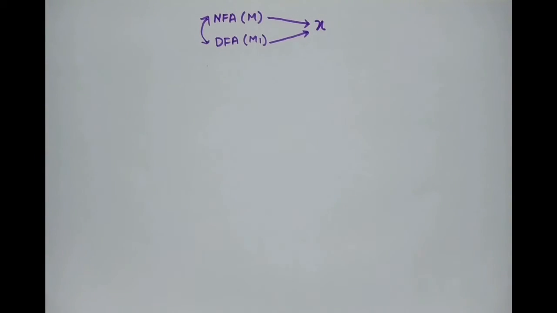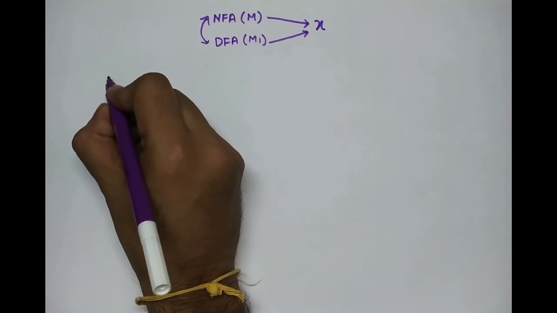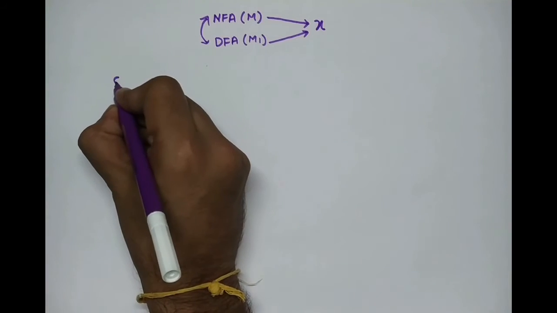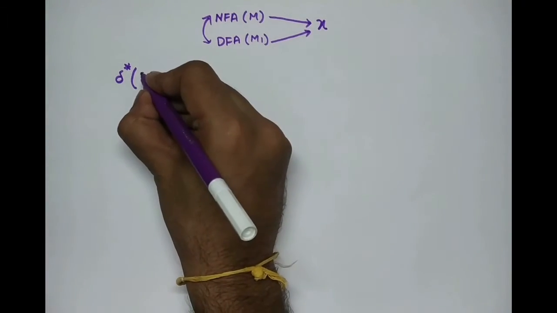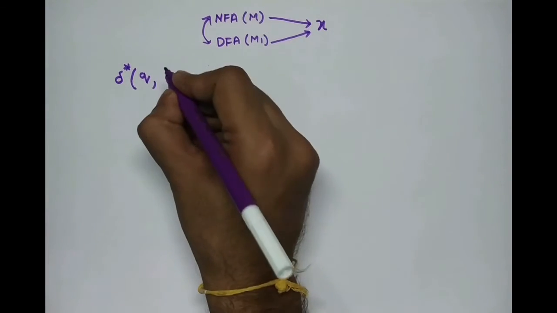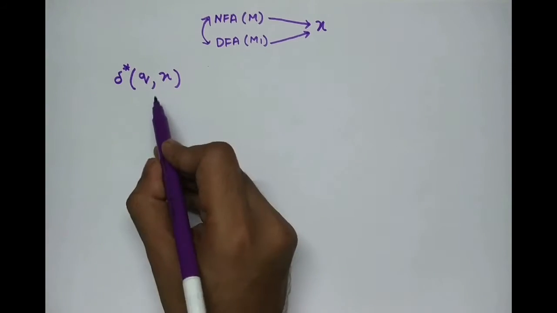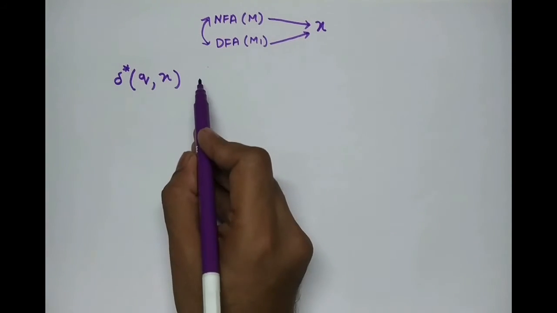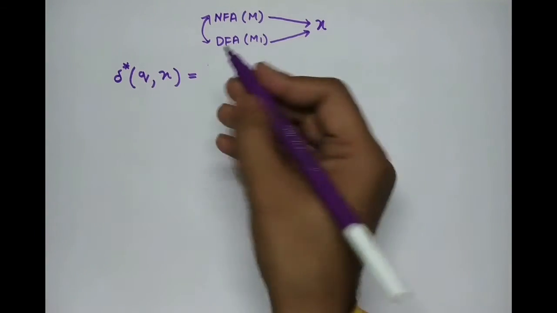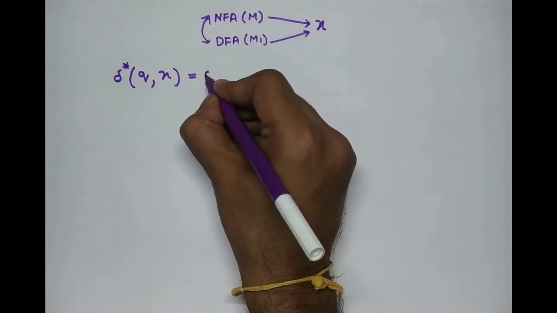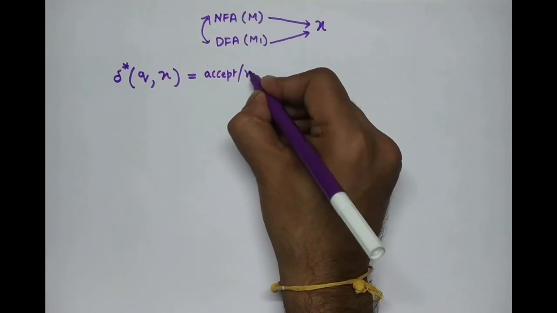We will make use of the extended transition function. In general, when we discussed the extended transition function, what did we say? What is the meaning of the extended transition function? From a particular state q, the extended transition function tells you whether a given input string is accepted or whether the input string is rejected. So the end result of this extended transition function is either accepted or rejected.